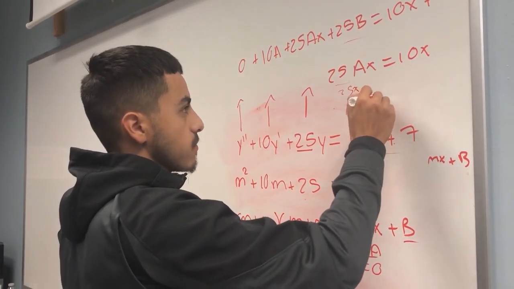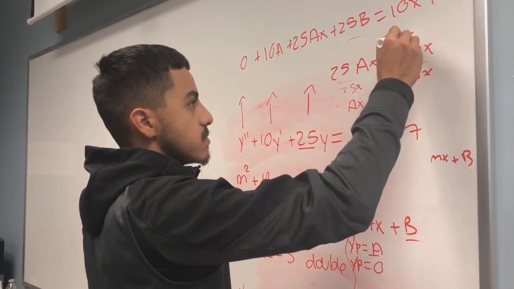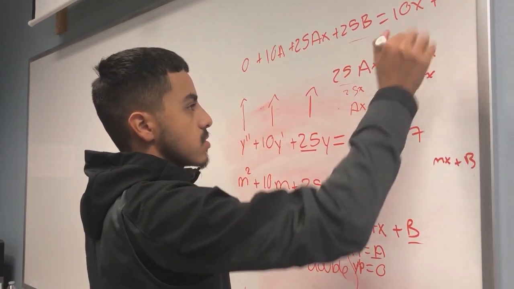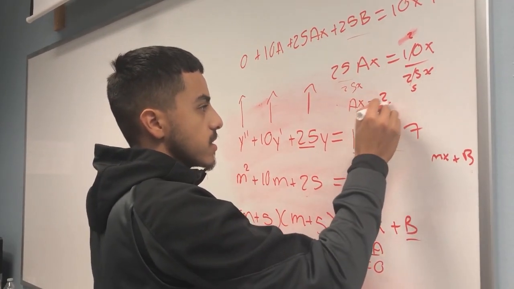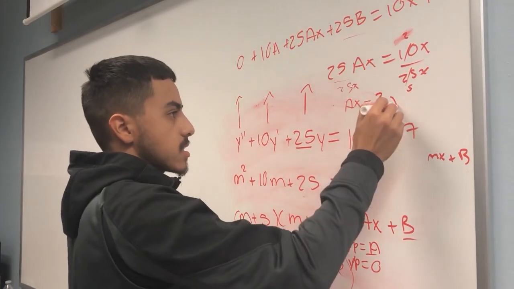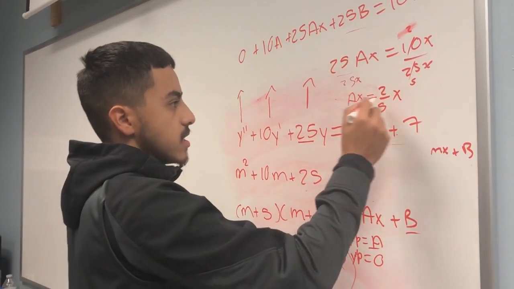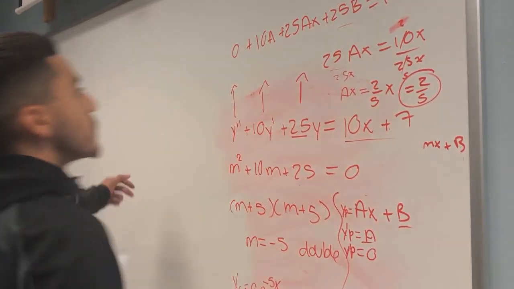Yeah. And then we're left with this. This can also be done. Having 2, yeah, so 2/5, and then so x. So our a would be equal to 2/5. It's kind of sloppy, but yeah.